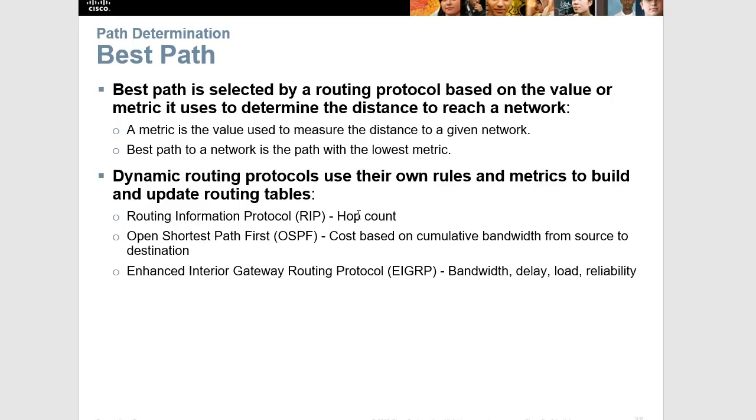Then you have Enhanced Interior Gateway Routing Protocol, or EIGRP. That is Cisco proprietary. It takes into account bandwidth, delay, load, and reliability. You want to remember that those are the items involved in EIGRP, and how each one of these calculates their metric, because those are definitely test questions.